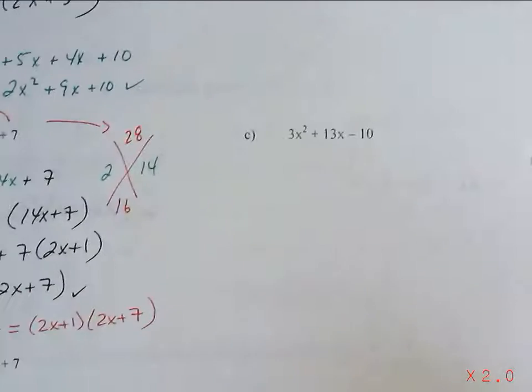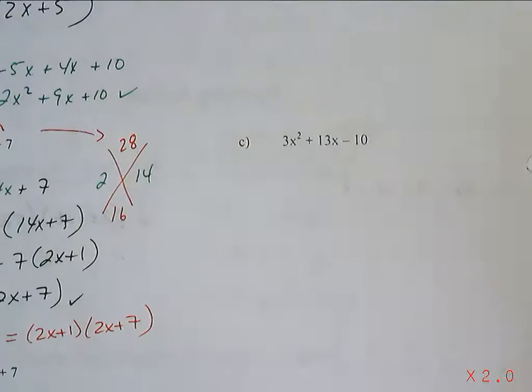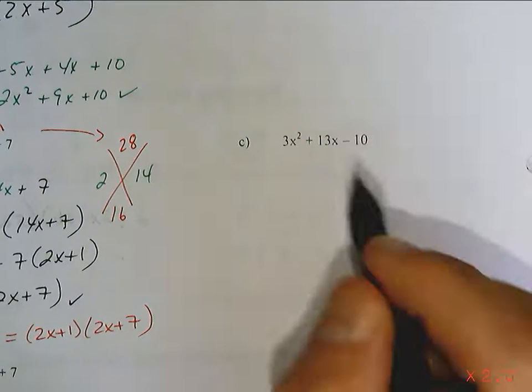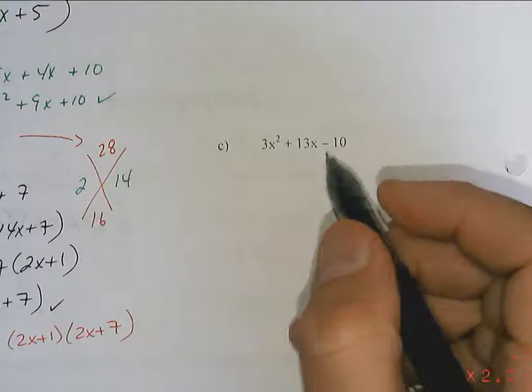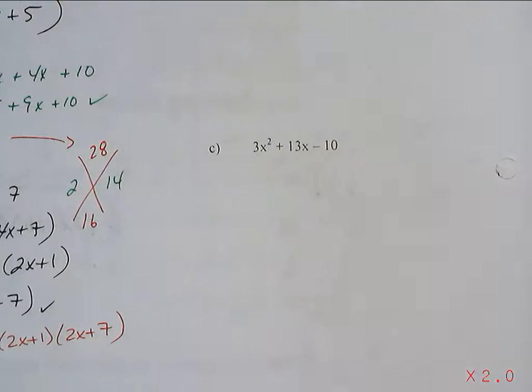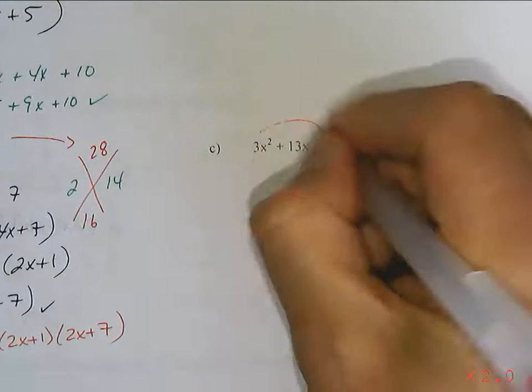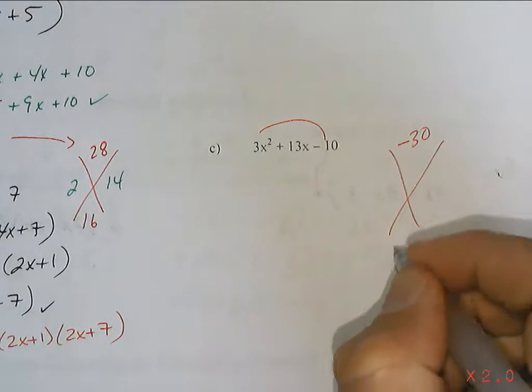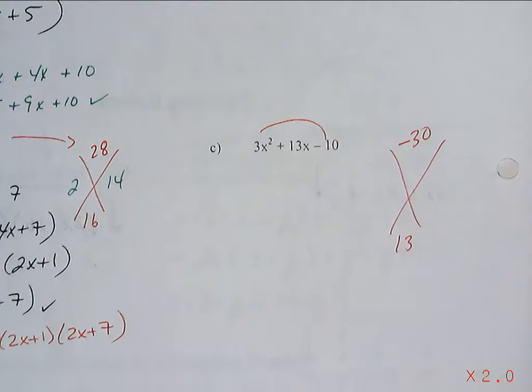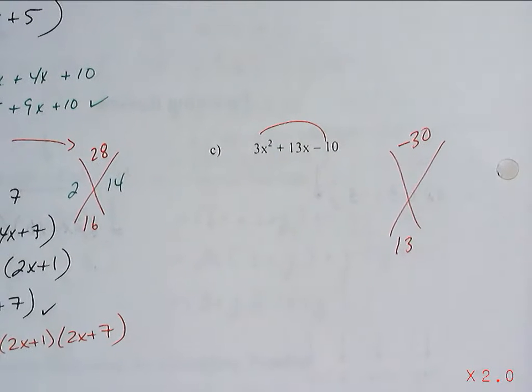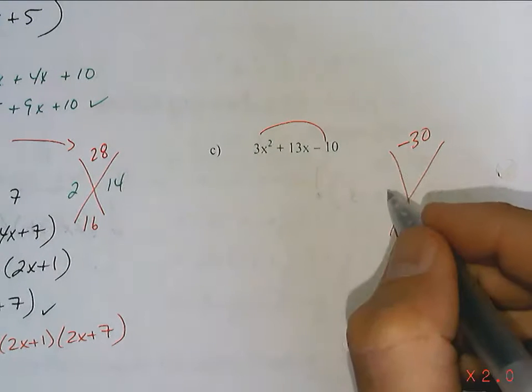Okay, on to C. Why don't you pause the video now and try to do it on your own? Okay, assuming that you've tried it on your own, let me do it. I'm going to set it up. Let's see, I want two numbers that multiply to give negative 30, but add to give 13. My first thought is 10 and 3, but that won't work. So my second thought is going to be 2 and 15.